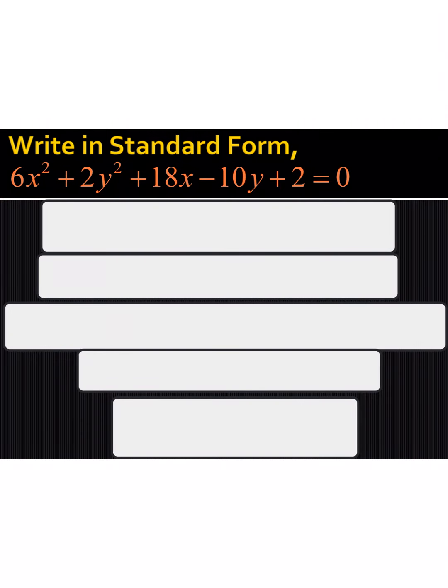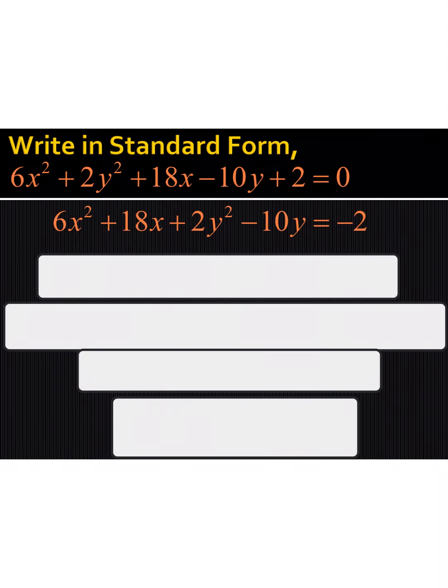All right, in this example, we definitely have a little more work cut out for us. We want to write it in standard form before we can find the parts. In order to put it into standard form, I'm going to have to group things together and then do some completing the square. So I'm going to get my x values together, also get my y values together, and we can move that 2 to the other side. So I have 6x squared plus 18x plus 2y squared minus 10y is equal to -2.